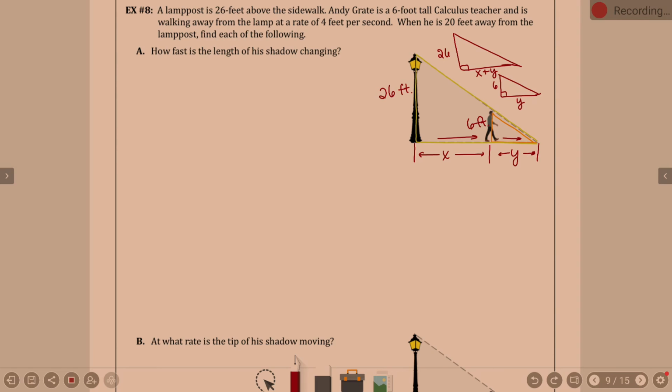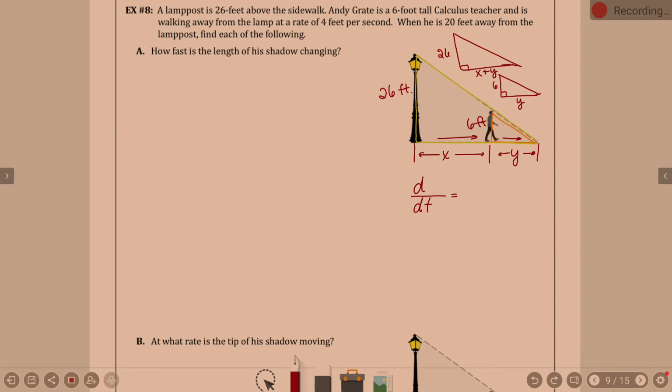Let's see. We did the lamppost, we did Andy's height. He's walking away from the lamp at a rate of 4 feet per second. What is that? Derivative of what? It's just dx or dy, basically.